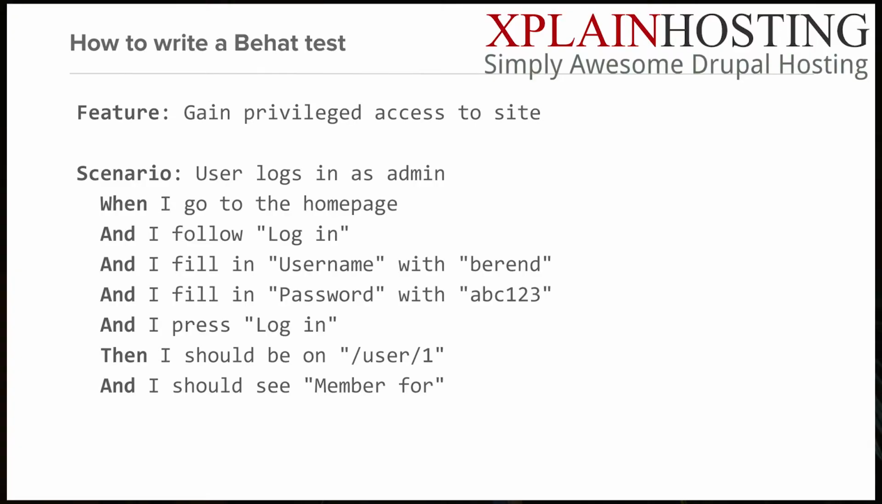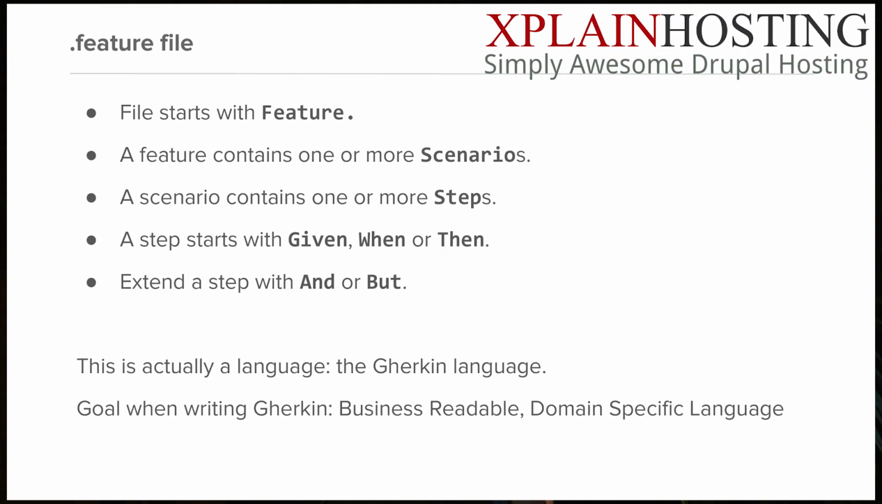And then we go back to our first feature. So how do we write it? The keywords are in bold, and these are basically the only keywords which are special. Every feature has one or more scenarios, and every scenario has one or more steps. So the file starts with Feature. You can have scenarios in there, scenarios have steps, and steps start with Given, When, or Then. You can extend a step with And or But.